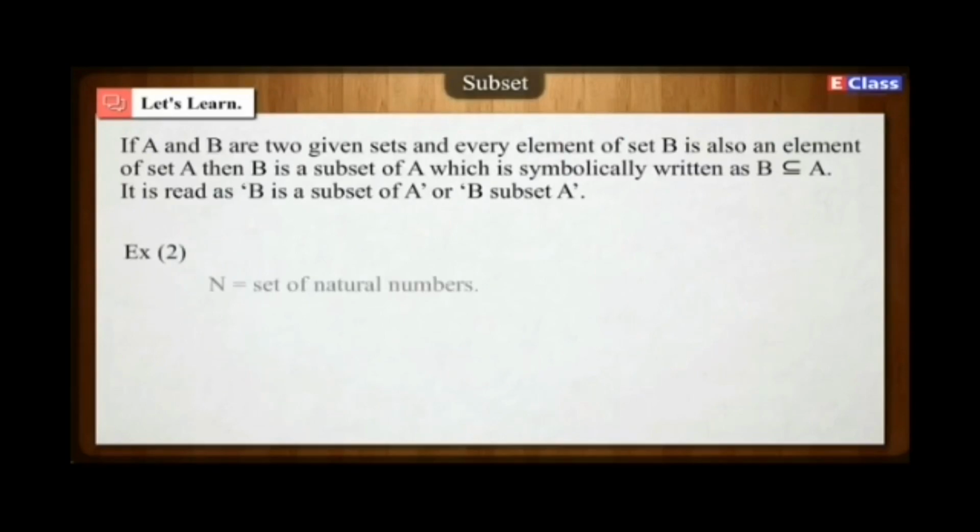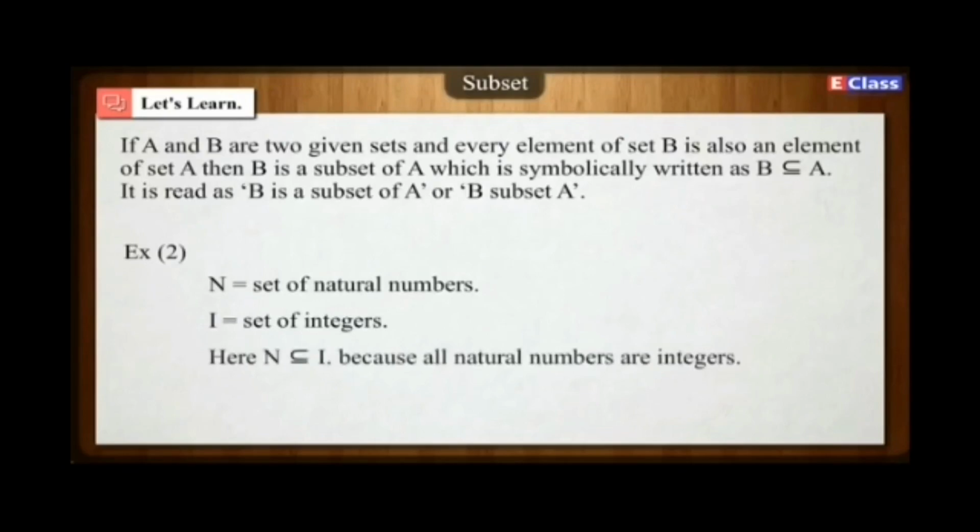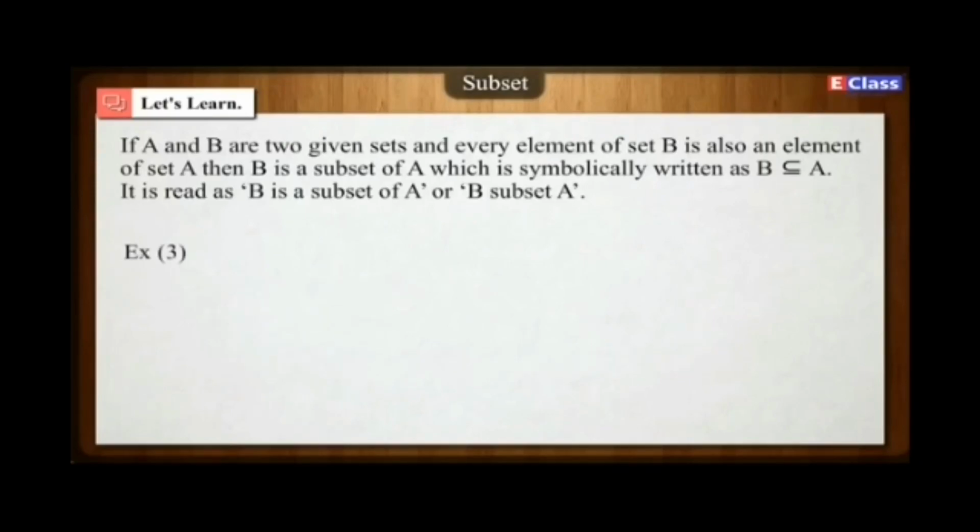Let's take one more example. N is equal to the set of natural numbers. I is equal to the set of integers. Here, natural numbers are a subset of integers because all natural numbers are integers.